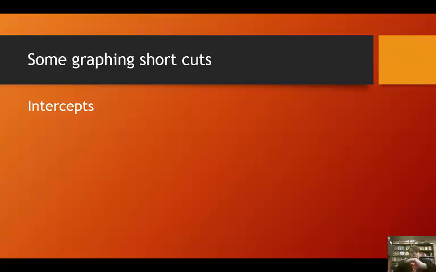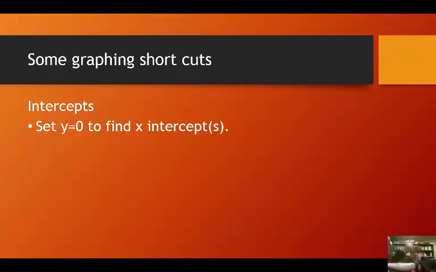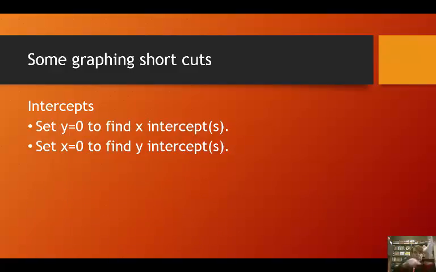It's very easy. Any place where a graph crosses the x-axis, y is equal to 0. And any place where a graph crosses the y-axis, x is equal to 0. It's the opposite. So if you set y equal to 0, that's going to tell you the x-intercepts. And if you set x equal to 0, that's going to tell you the y-intercepts. Sorry, I botched up the start of that.